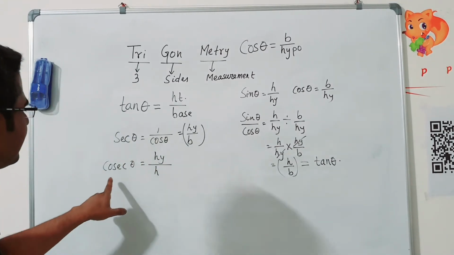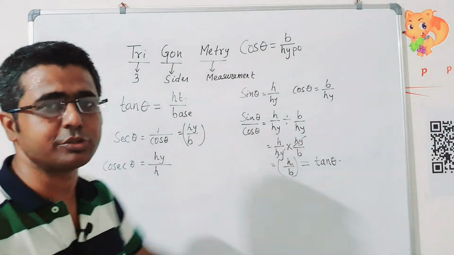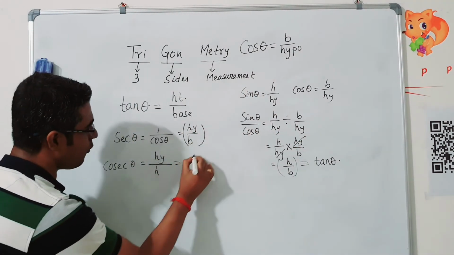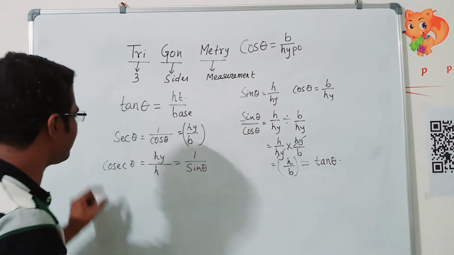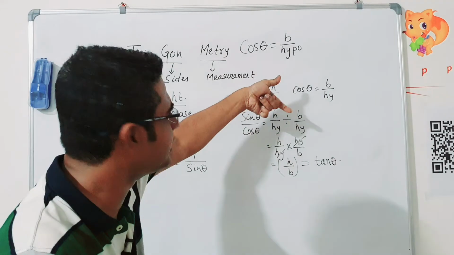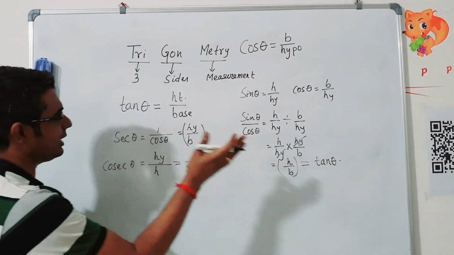Now let's check this. Cosec theta is hypotenuse by height. Sin theta is height by hypotenuse. So nothing other than that. 1 by sin theta. Can you comprehend this? Cosec theta is just the reciprocal of sin theta. Just flip it. Okay? Nothing else. So sec theta, cosec theta, everything is done.